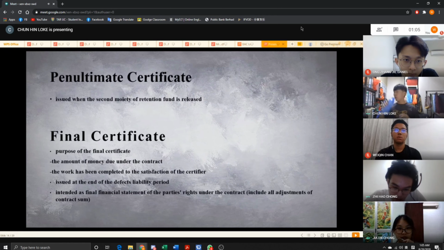Penultimate certificate is issued when the second moiety of retention fund is released. Final certificate serves as evidence that works are complete and contractor has fulfilled its responsibility, and identifies the money finally due and payable between the parties. Final certificate is issued at the end of DRP and it states the final financial statement of the parties.